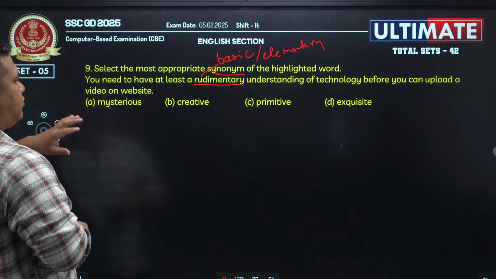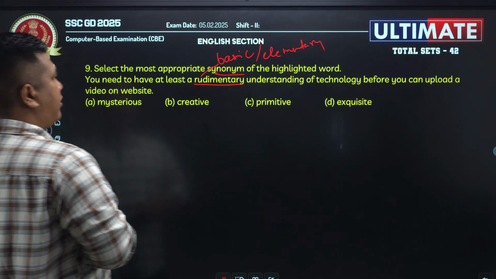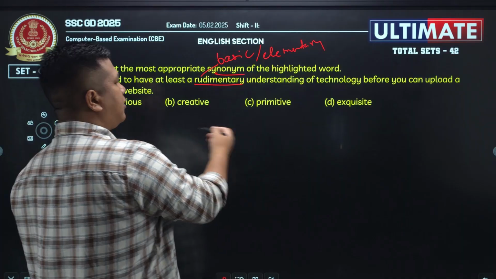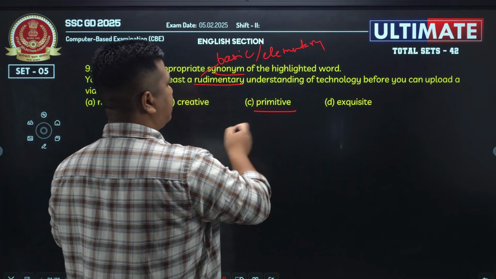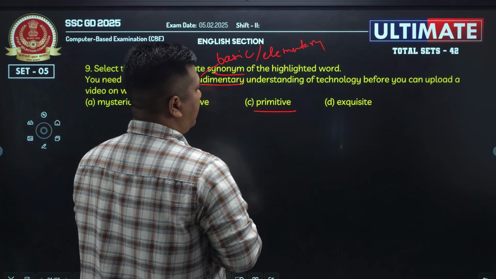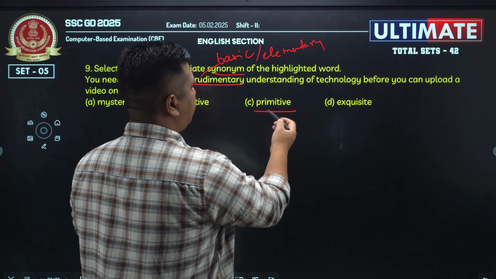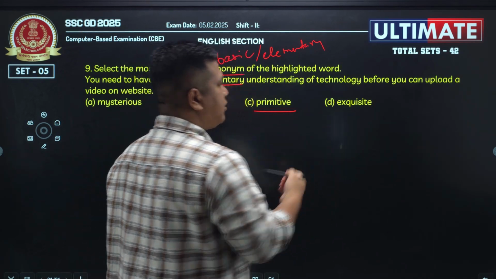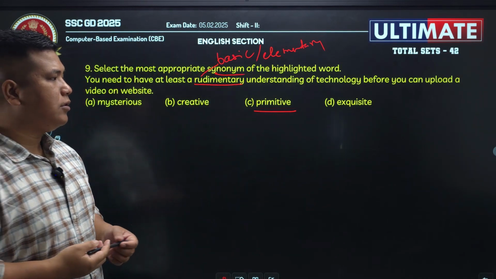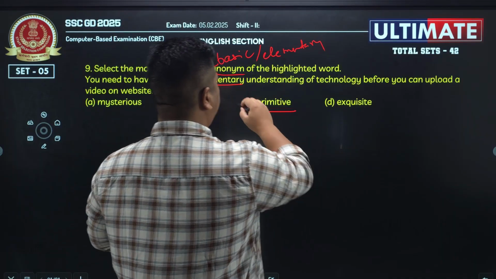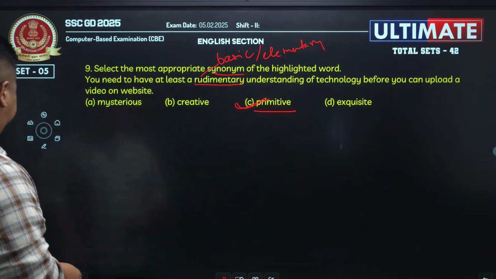Mysterious, difficult to know, difficult to understand. Creative, it's not so basic. Primitive, very old, a most simplest form. Exquisite, so very beautiful or very elegant. So it will be option C, primitive.